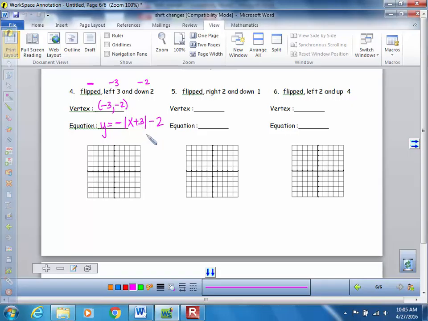Then to graph, you do exactly what they tell you. So you go left 3, down 2. So I'm going to go left 1, 2, 3, down 2. It is flipped, which means it's facing down.